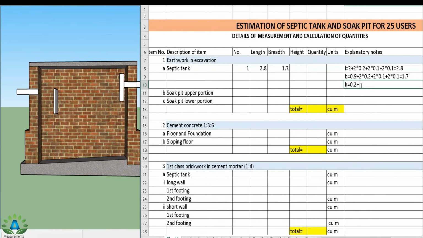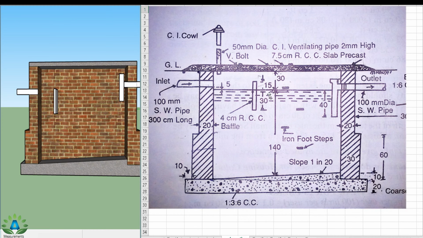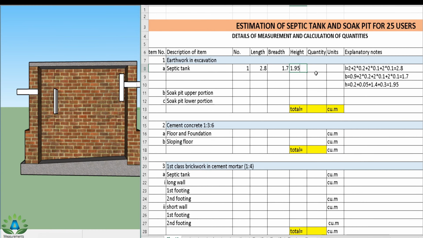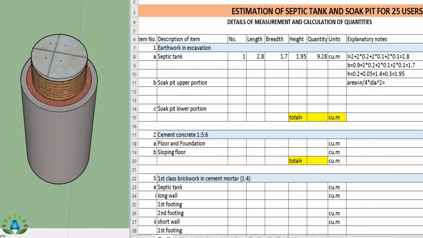So I can write the height equals 0.2 meter, this portion of cement concrete, plus slope of 5 centimeter, that is 0.05, plus this portion 140 plus 30, that is 1.4 plus 0.3 meter. So we get our total height of 1.95, and the total quantity we get is 9.28, and the unit is cubic meter. Now our next step is to calculate the earthwork in excavation for the soak pit.